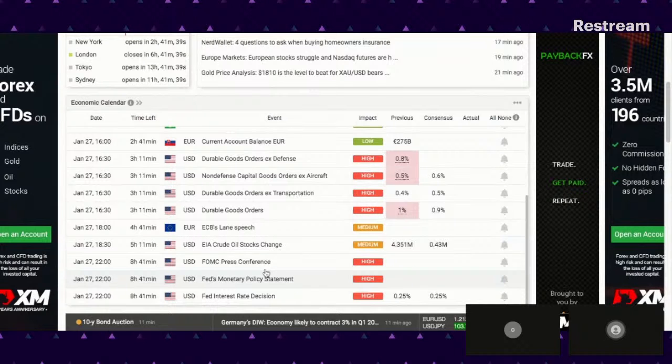Therefore, it's good to take note of the fundamentals. They are quite important. Now let's go back to our chart. Our trade is performing. So far so good. Still in profit.